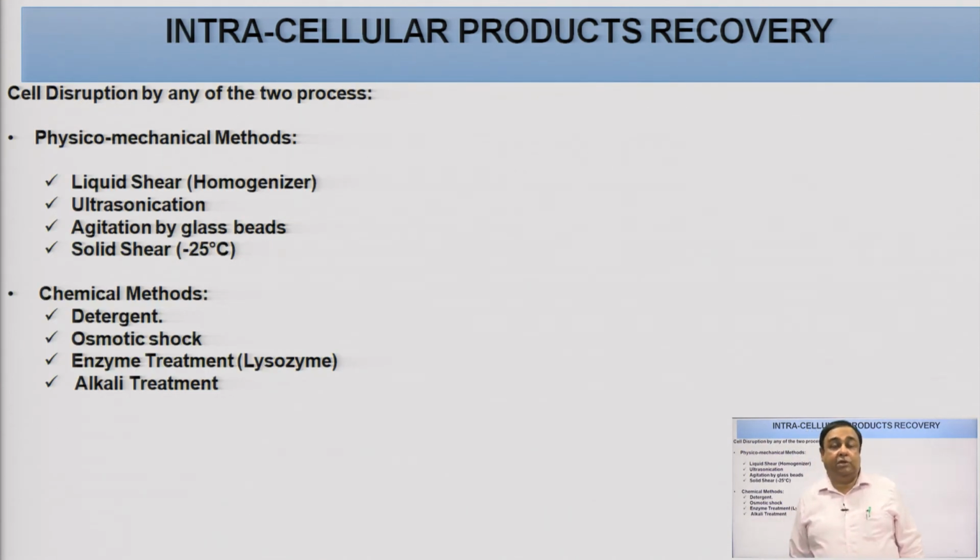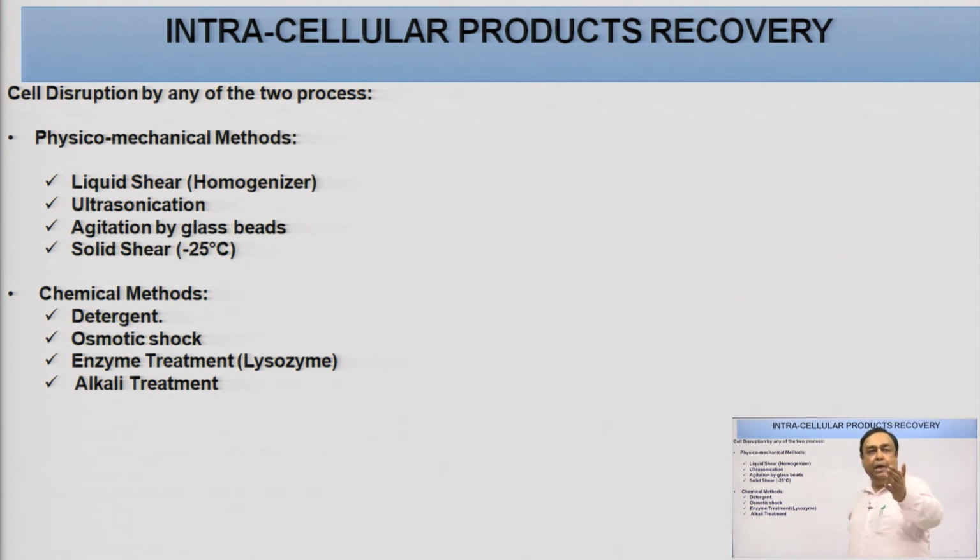If the product is intracellular, that is the product is retained within the cell wall, so you have to break the cell wall. Cell wall disruption is required. That has to be done anyway, by one of two methods. One is the physico-mechanical method, another is the use of certain chemicals, which we call the chemical method. Now, the physico-mechanical method can be classified into 4 broad types: liquid shear or a homogenizer.